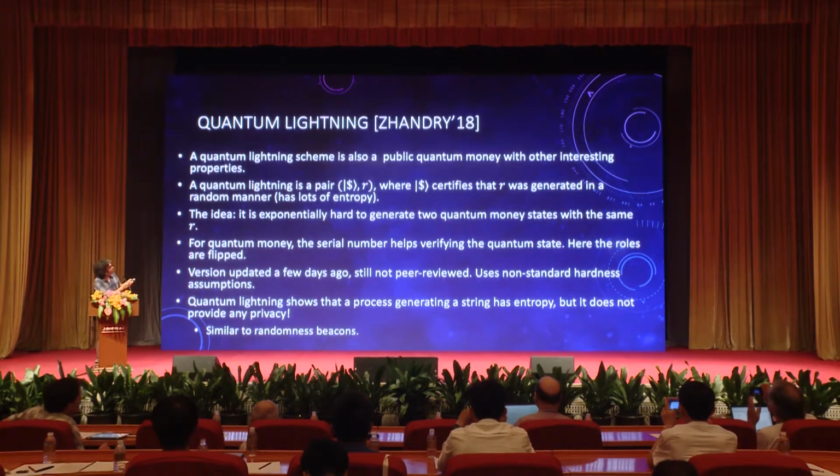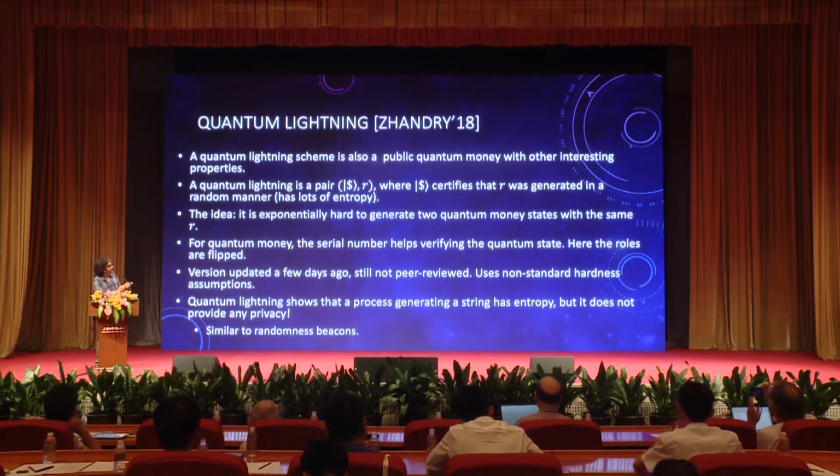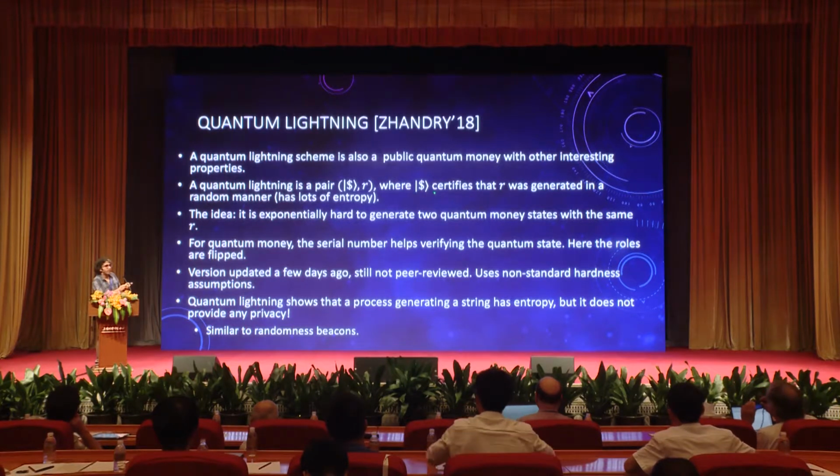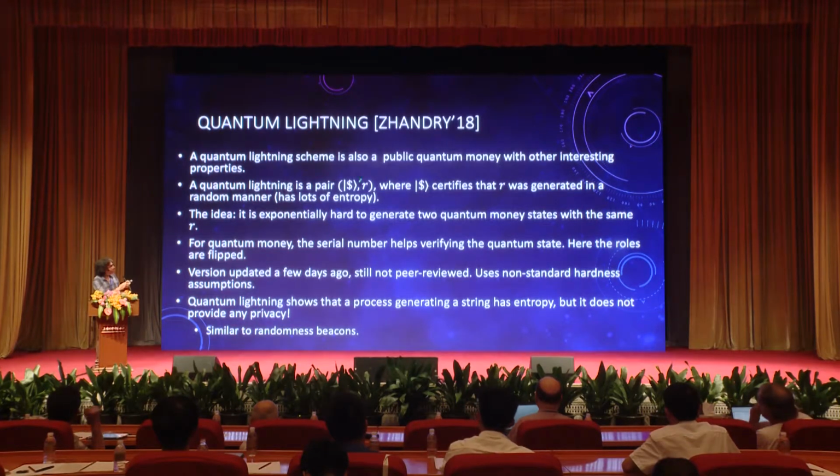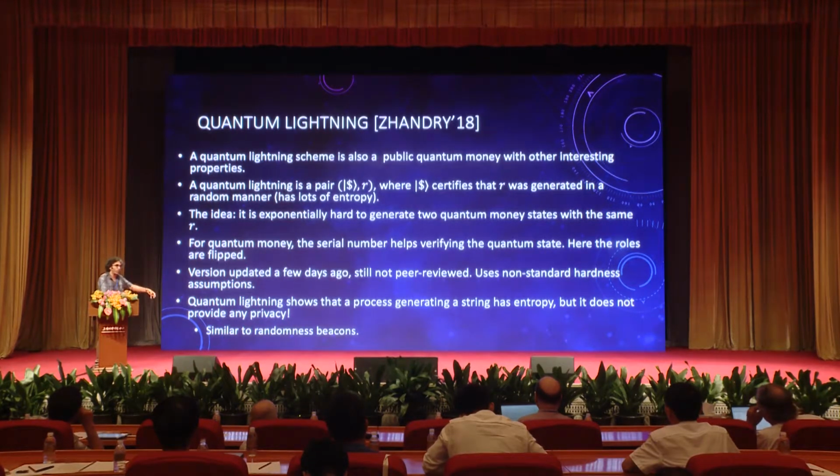It's just a quantum money state, and now it's R, but usually we think of it as a serial number. Now we think of it as some random bit string. But now this quantum money state certifies that R was random. The roles are entirely flipped. Before, we used the serial number to verify the money. Here, the money certifies that this R is random.